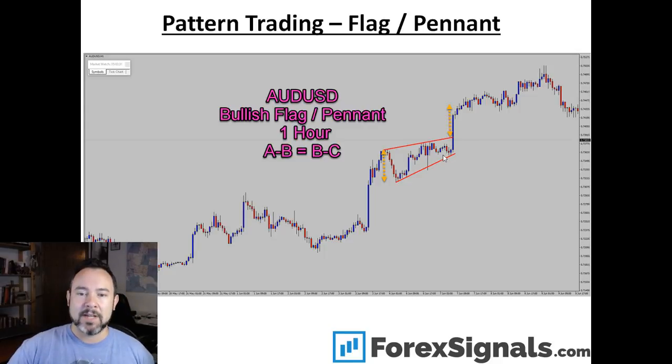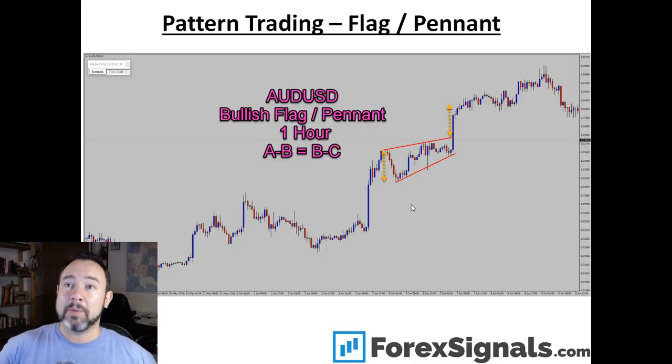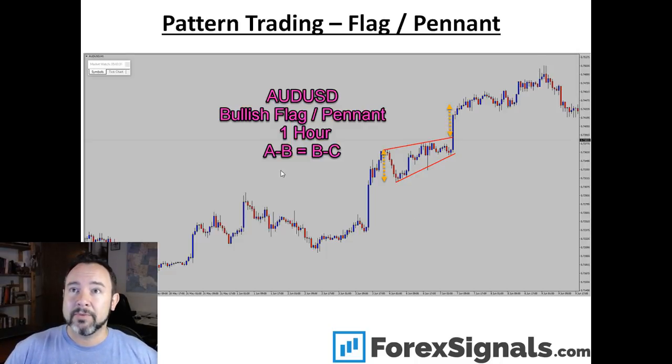It depends on which person or which course you're studying from, but it is an A to B equals B to C. Again, I like to take it from the top of the pennant or flag up. Some will take it from the bottom up, but I think this is a little more accurate. To be honest, it's a little more aggressive, and it gives you some more pips that way as well. So that's the way you would trade.